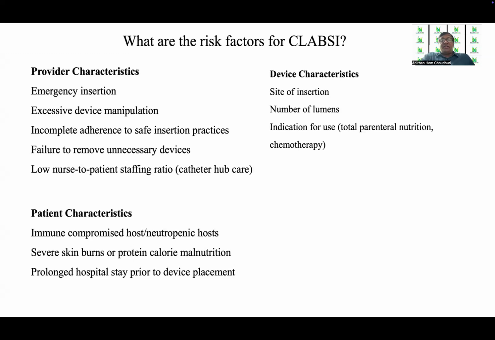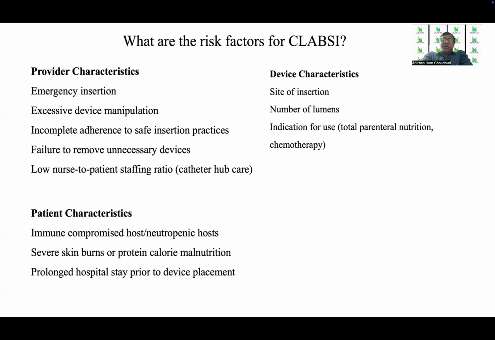Device characteristics include the site of insertion. We know that femoral venous site cannulation carries a higher risk of CLABSI over jugular or subclavian. Regarding the number of lumens, the more the number of lumens, the more the chances of CLABSI, because each of those hubs can become contaminated with pathogenic bacteria, which can spread intraluminally and get distributed elsewhere.